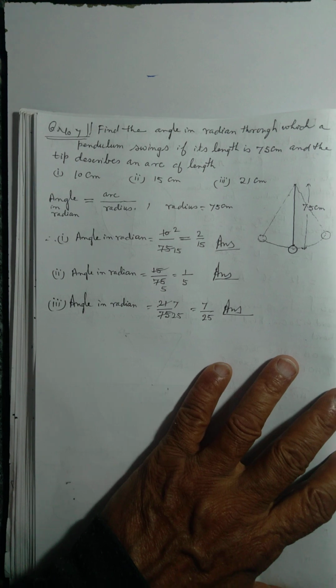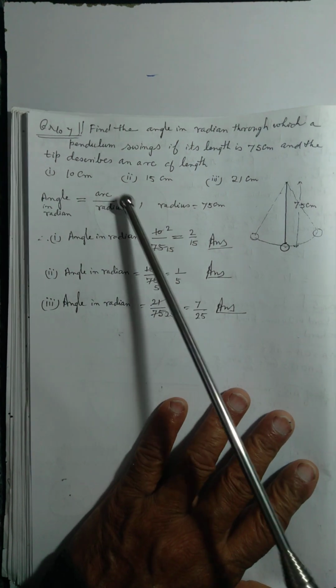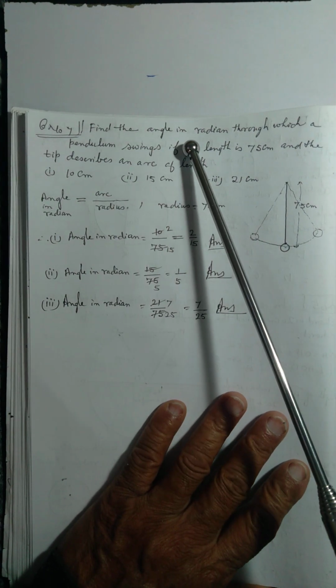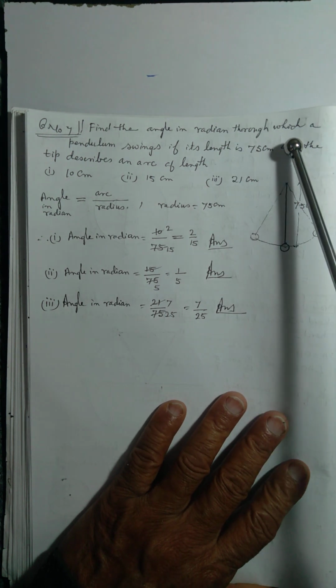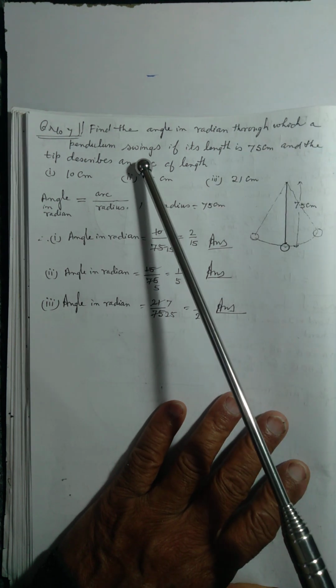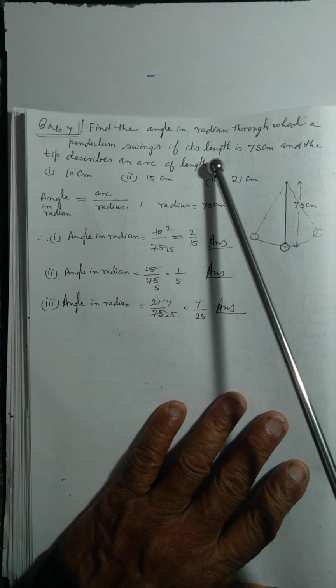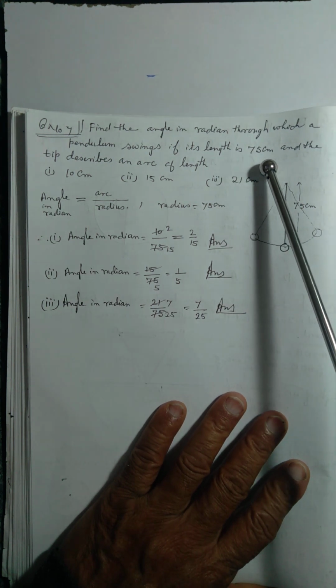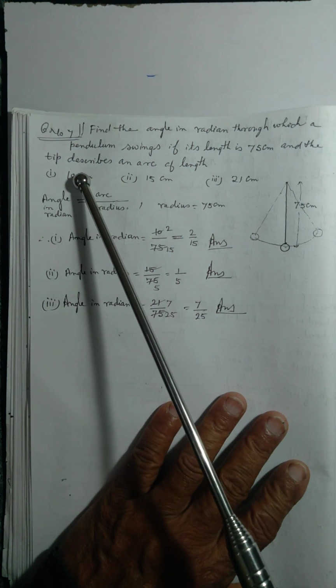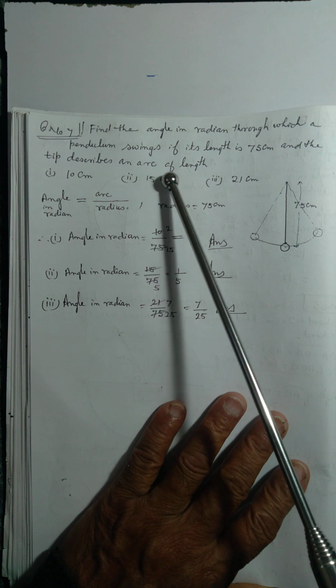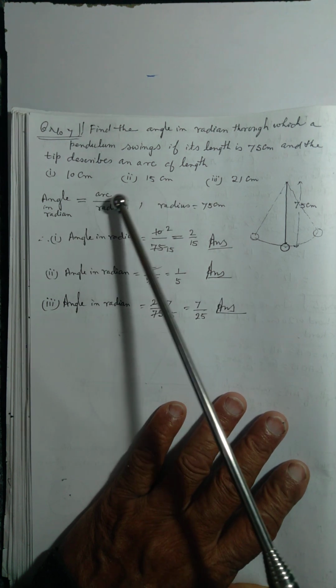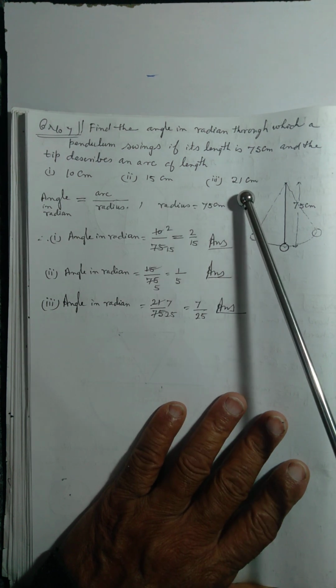Now come to the next question. That is the last question of this exercise. Question number 7. Find the angle in radian through which a pendulum swings if its length is 75 centimeter and the tip describes an arc of length 10 centimeter, 15 centimeter and 21 centimeter.